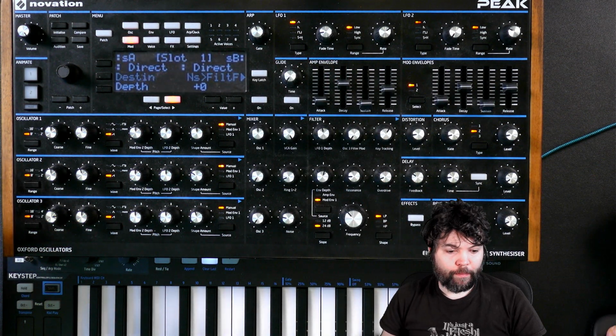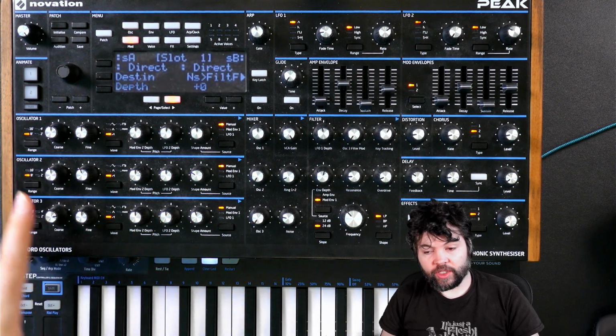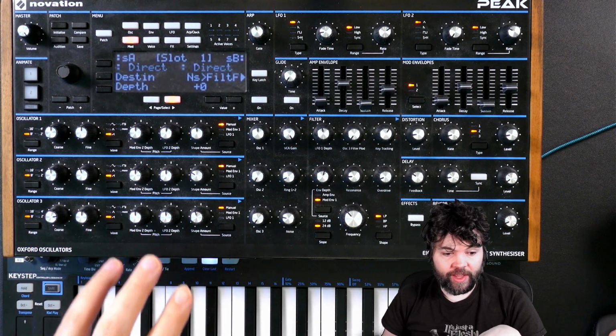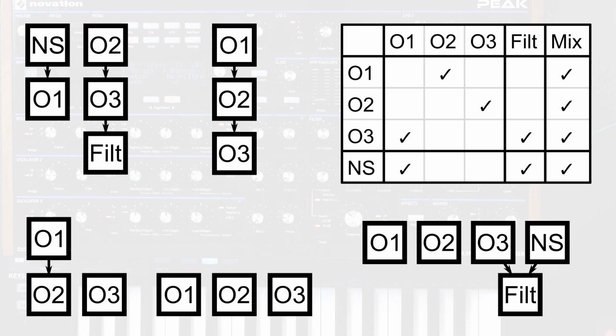So this effectively limits the topology or connectivity, also known as algorithm, that can be used when defining an FM sound. I collected it in a quick diagram here. So in the top right is a table. On the left are the sources, and across the top are the destinations. So in other words, operator 1 can modulate operator 2, 2 can modulate 3, 3 can modulate 1. All of those oscillators can output to the mixer, as can the noise source. The noise source can also modulate oscillator 1 and the filter, and oscillator 3 can also modulate the filter.